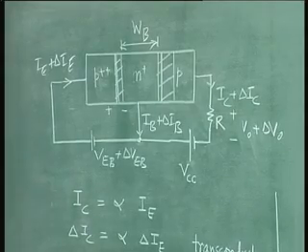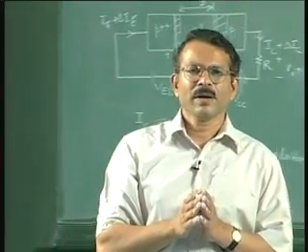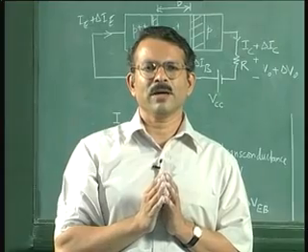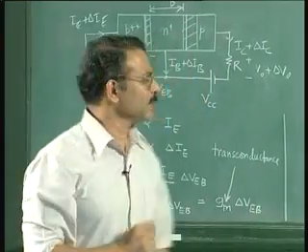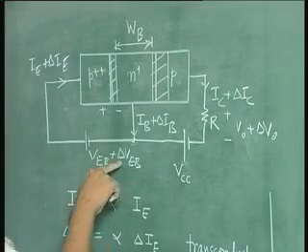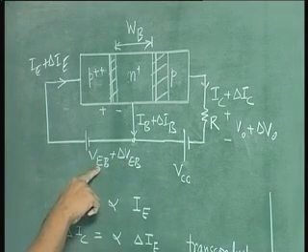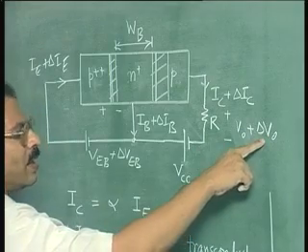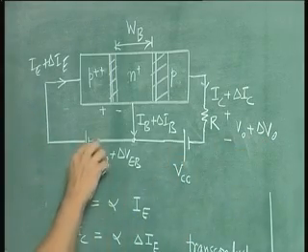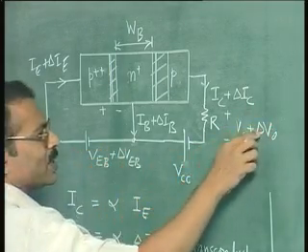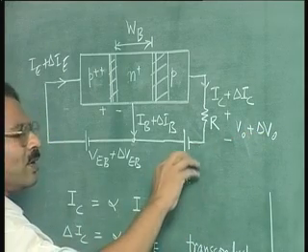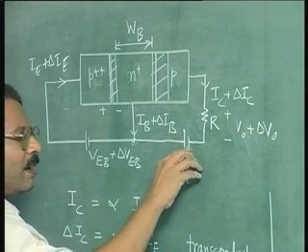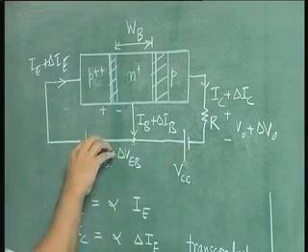Now can you always maintain VCC equal to V0 plus delta V0? Obviously this is not possible because delta VEB means you are changing the emitter base voltage, and this is going to change delta IC and therefore delta V0. So as you go on changing your emitter base voltage, your delta V0 will change, and therefore you will have to keep changing your VCC in conformity with the emitter base voltage.